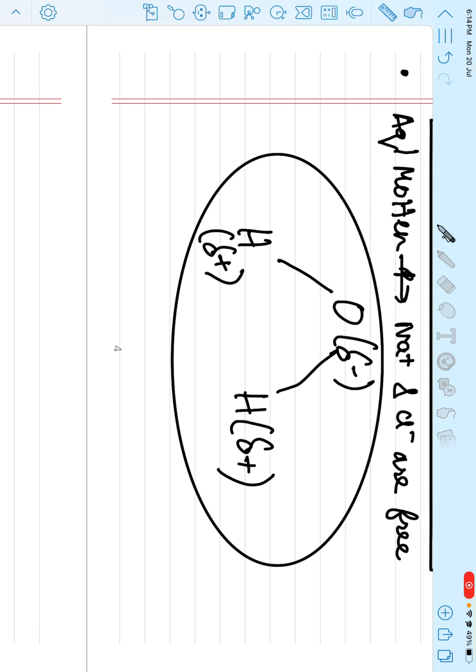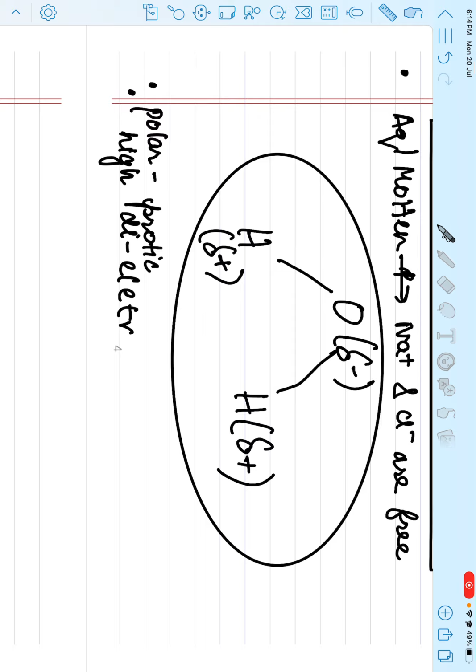So the positively charged hydrogen atoms are attracted towards the negatively charged chloride ions, and the negatively charged oxygen atoms are attracted towards the sodium ions. Thus the ions become free in solution. This is also due to the polar protic nature of water and the high dielectric constant of water. Two key terms which are really important: polar protic and high dielectric constant.